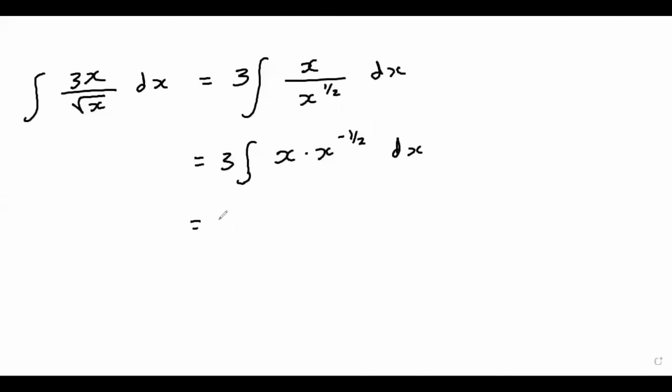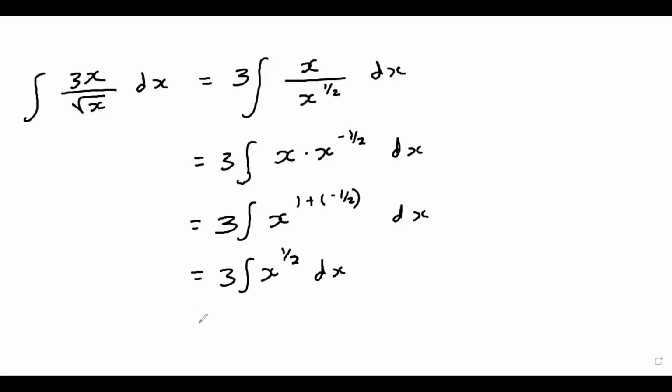Now, because we're multiplying the same bases, we add the powers. So it'd be the integral of x to the 1 plus negative a half. So that would be x to the half. So that would be 3 times the integral of x to the half dx.